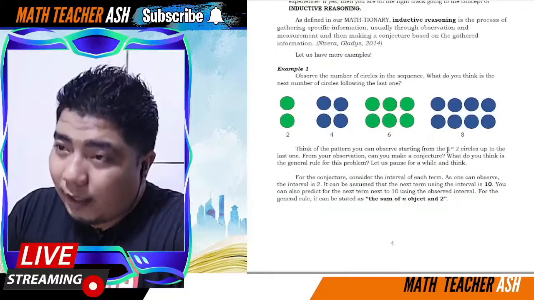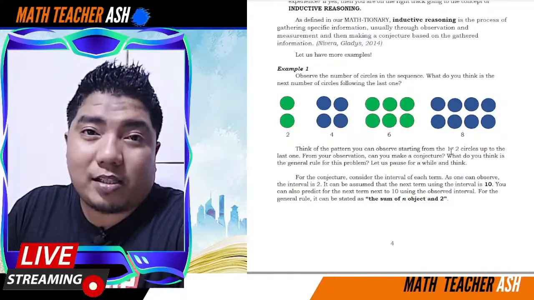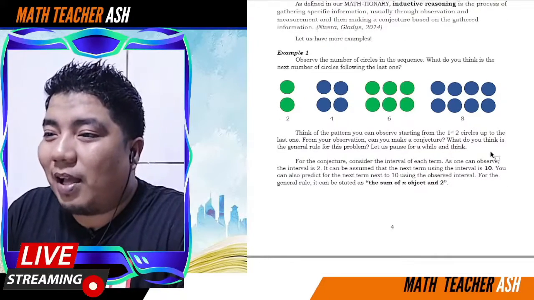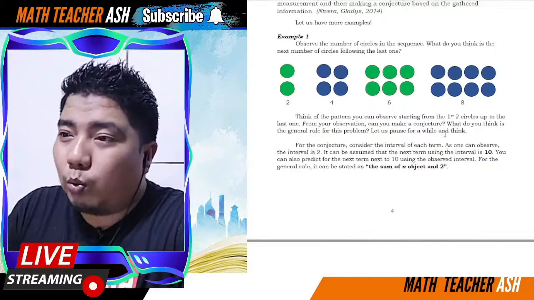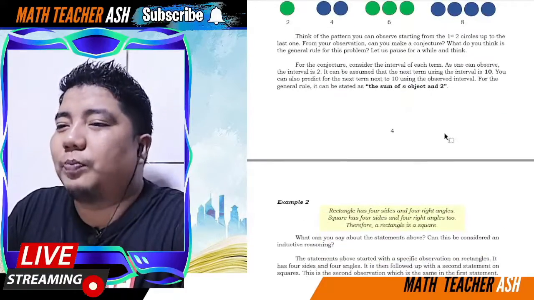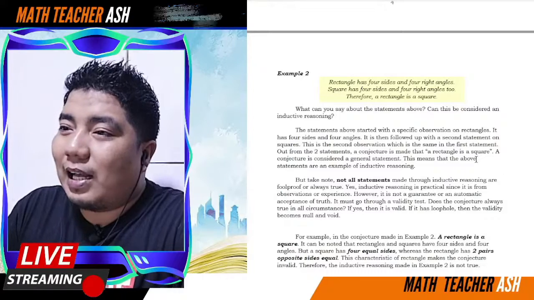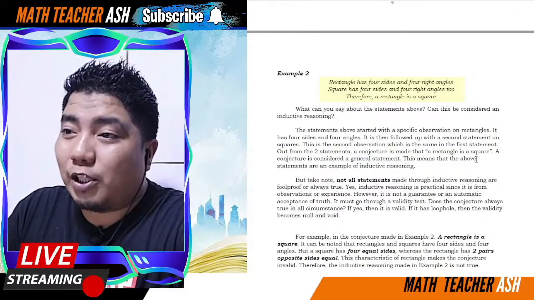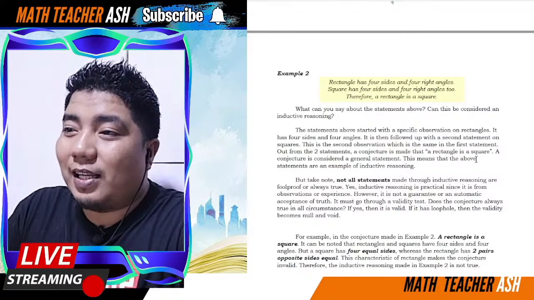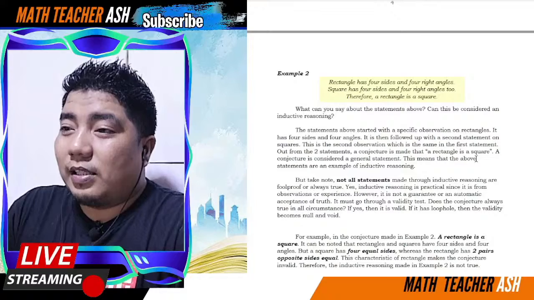Okay. Example, we have here 2, 4, 6, 8. Anong next? Okay, of course, 10. Tama? So, the object is being added with 2. Okay, so n objects and 2. Alright. Here, example number 2. A rectangle has 4 sides and 4 right angles. A square has 4 sides and 4 right angles too. Therefore, a rectangle is a square. O, yan. So, is this correct?